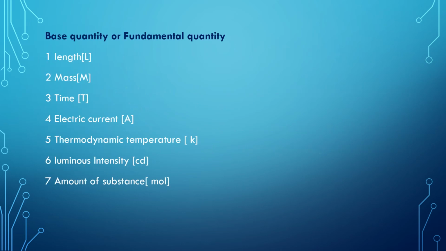Base quantity or fundamental quantity. Now let us see the basic quantities on which all other quantities depend. So always remember that dimensional symbols are written in capital letters. The three fundamental quantities, that is length, mass and time, are the most important to write and to form dimensional formulas.